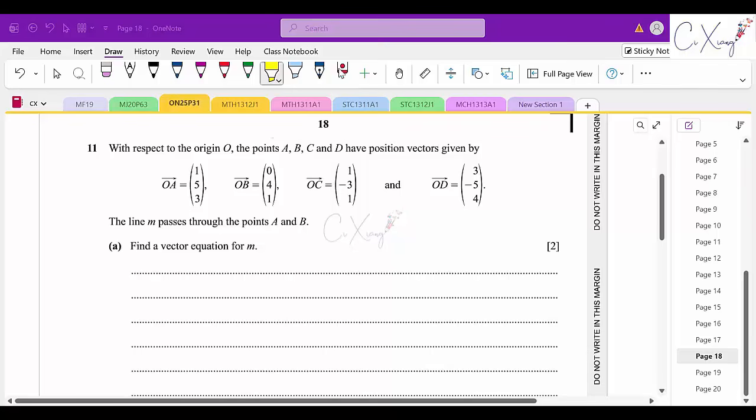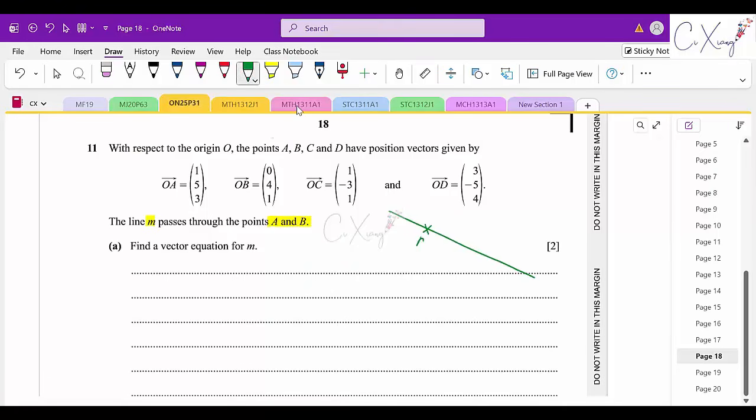Alright, so we are now at the very last question for this paper, question 11. We are given the position vectors for 4 different points here, point A, point B, C, and D. Then they are saying that the line M passes through the points A and B. So if we try to imagine the line M here, it passes through point A, it passes through point B. Okay, so find a vector equation for M.